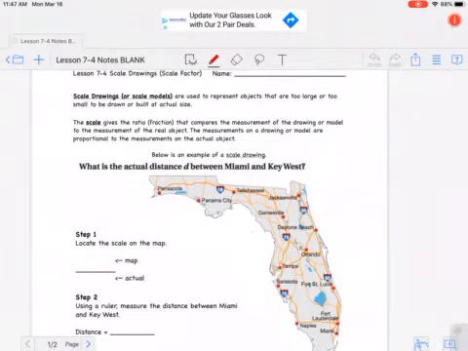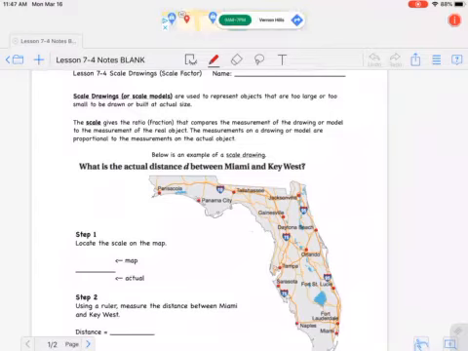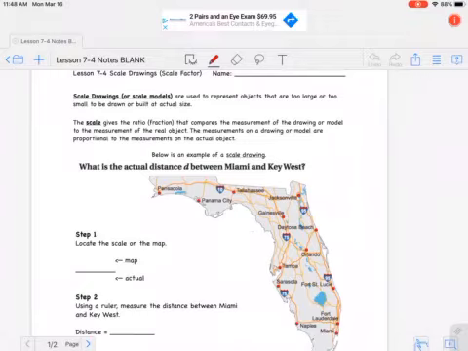Alrighty, welcome back to lesson 7-4, which is scale drawings or scale factor. So it does say here, scale drawings or scale models, so you can use either way, are used to represent objects that are too large or too small to be drawn or built at actual size. So this would mean a lot of things that you would see, like a model car or a model airplane. A lot of times you see them on maps, which is what we're going to work with today. So there's a lot of different things that have either scale drawings or scale models.